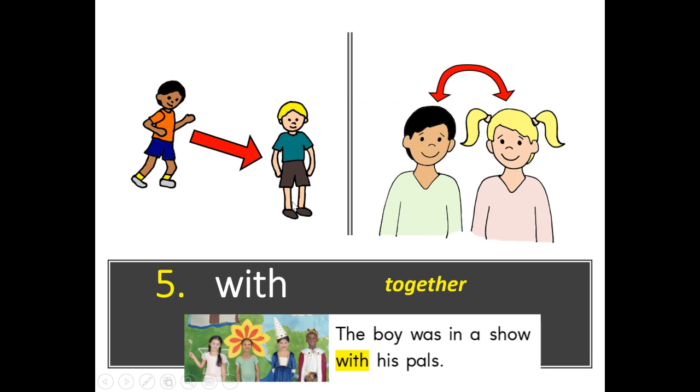So this boy is with this boy, and this boy is with this girl. They are together. So how do I use it? My kitten played in the yard with our dog. Do you like to go to the store with your family? You could say, do you like to go to the store together with your family?